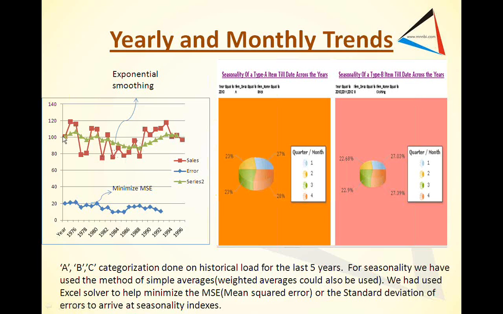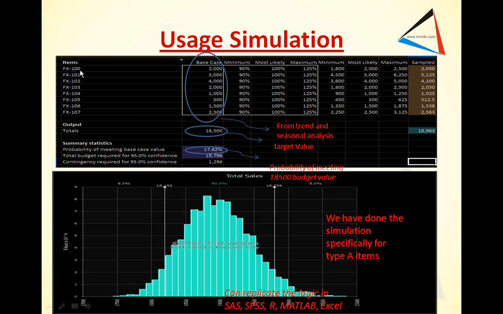to actually arrive at the seasonality index. That seasonality index translates to the breakup of the sales here. So you can drill down from a quarter down to a month. We had currently used Solver for the same. This is for these particular category A items.